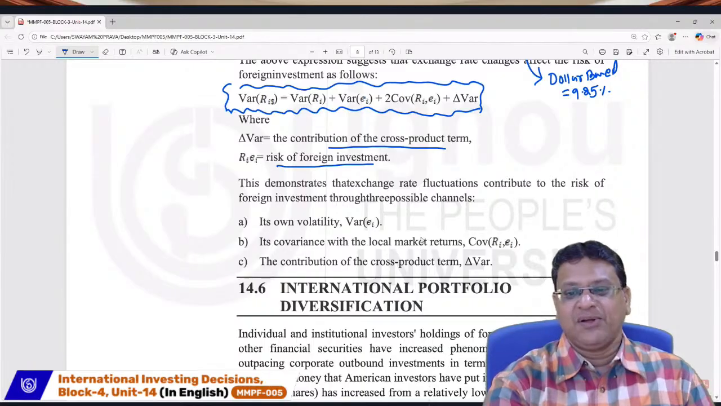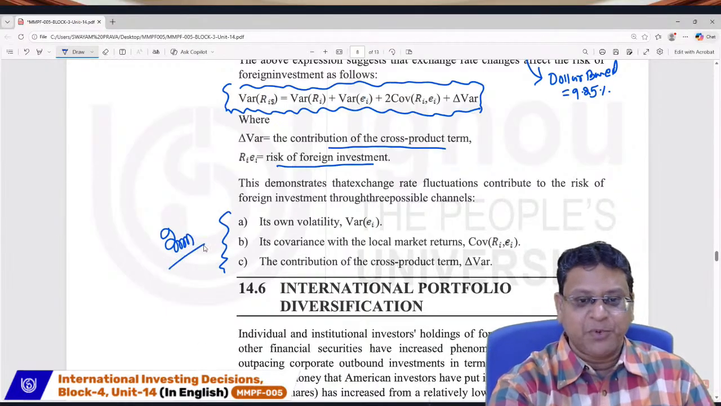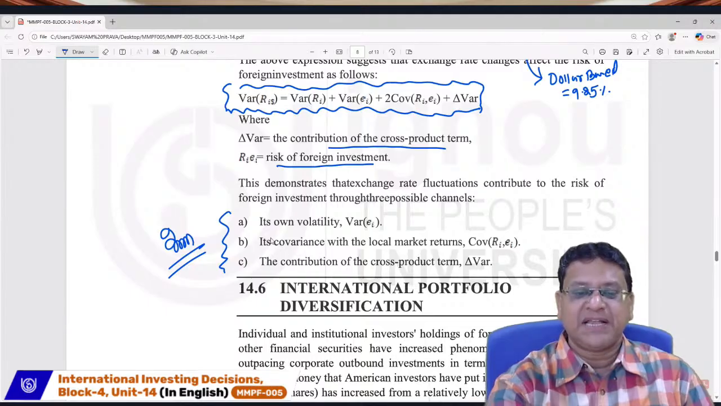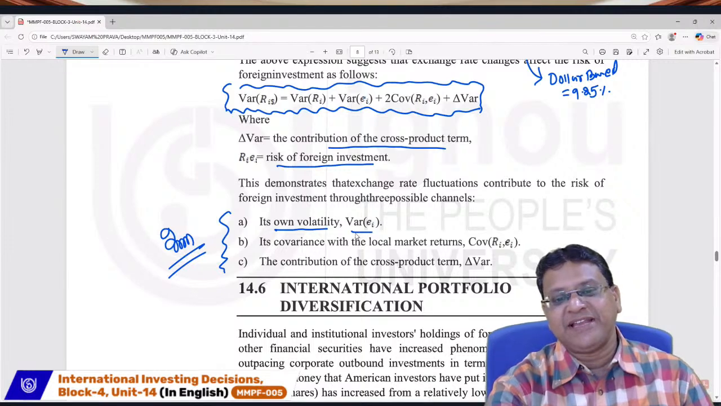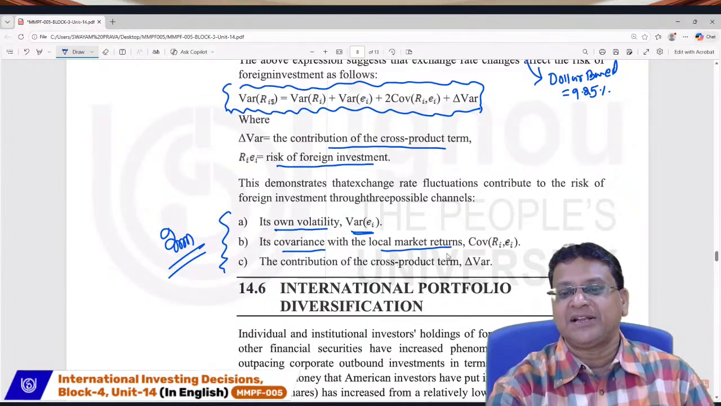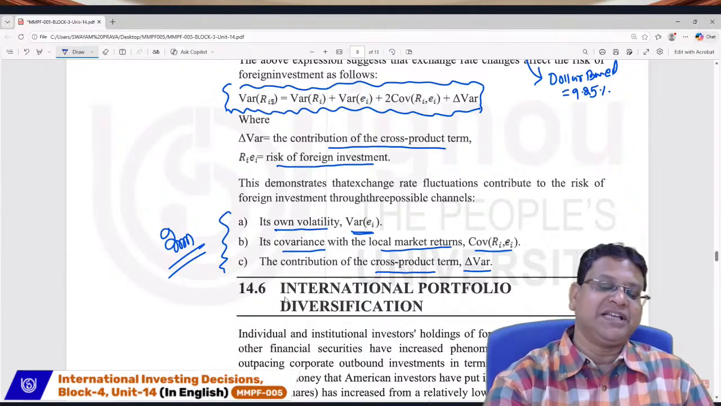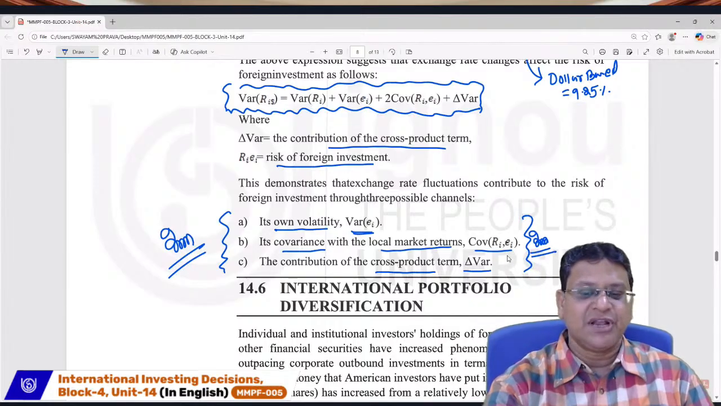So we know that in case of international investments, there are three parameters to measure the risk. These three parameters are very important. First, the volatility in home currency, that is variance EI. Next one is covariance with local market return, covariance RI, EI, and the contribution of the cross product term, that is called change in variance. These are the three factors which determine the risk in case of international portfolio investment.